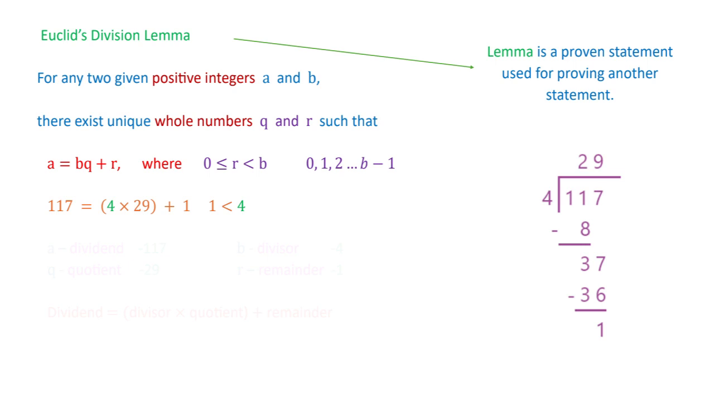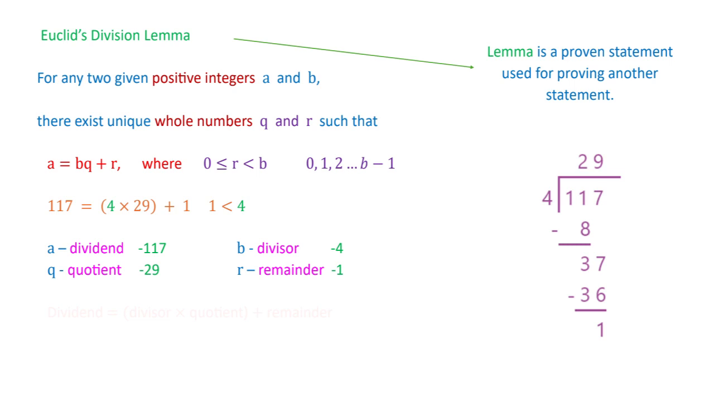Now, this number 117 is called the dividend. It means that of the two given positive integers a and b, this a is called the dividend. The number b, or this value 4, is called the divisor. And the two numbers q and r that we have obtained are called the quotient and remainder. In this particular example, we have obtained the value of q as 29, and the value of r as 1.